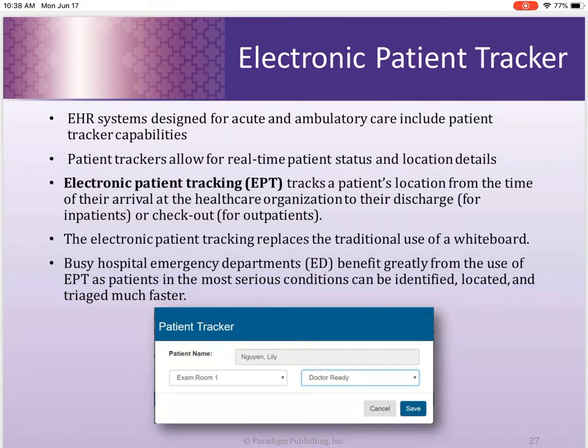Other benefits include real-time monitoring of patient wait times and bottlenecks in the flow of patient care, room and provider utilization statistics for analysis, and identification of opportunities for improvement in patient flow and care. Improving the flow of patients with the use of EPT results in operational cost savings for the healthcare organization and increased patient satisfaction because of a reduction in wait times.